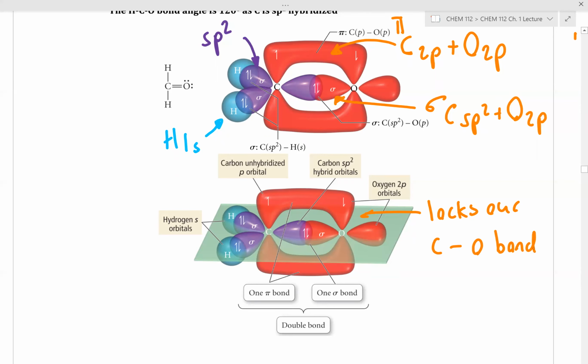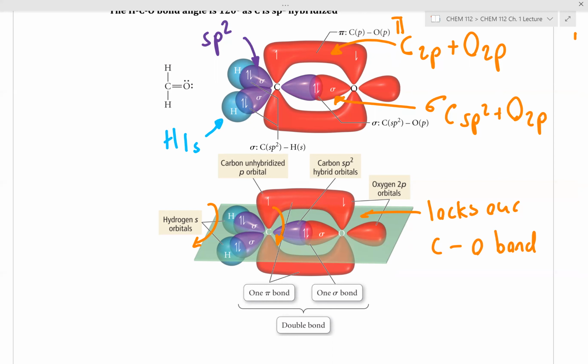Now you may ask, why can't I rotate these? Why can't I rotate my carbon about the carbon-oxygen bond axis? Well, if I tried to start to rotate my carbon and only rotate my carbon, what would happen to this pi bond? What would happen to this orbital overlap? It would break, exactly. This is often why double bonds are considered conformationally constrained.